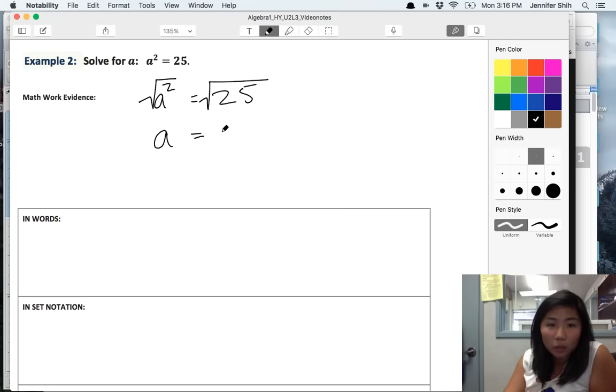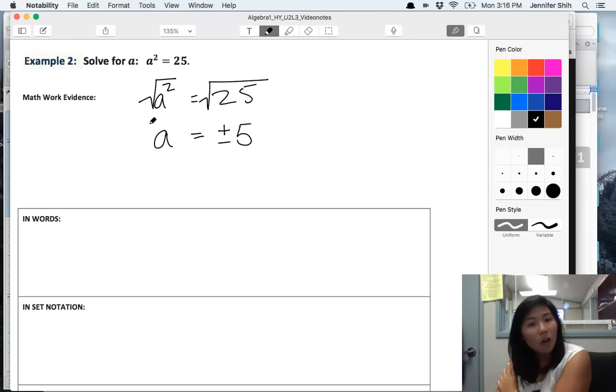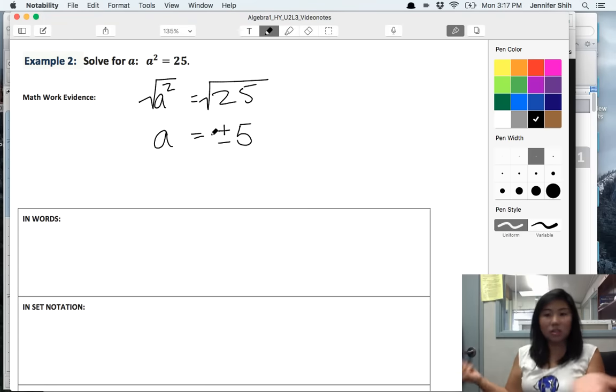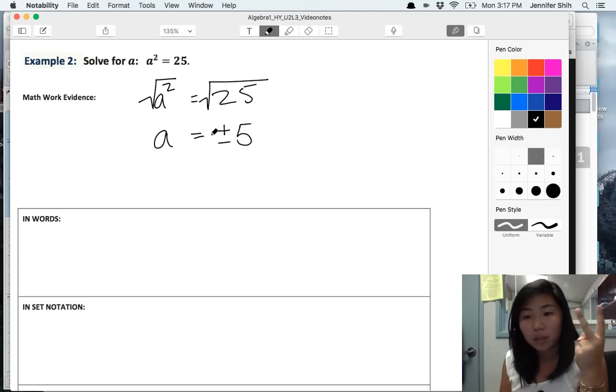So our a value is going to have two answers. Because we don't know what a is, we don't know if it's the positive or negative number, then the square root of 25 is plus or minus 5. Because we are solving for a, we don't know which one it is. So we have to consider both solutions, both answers that are true.